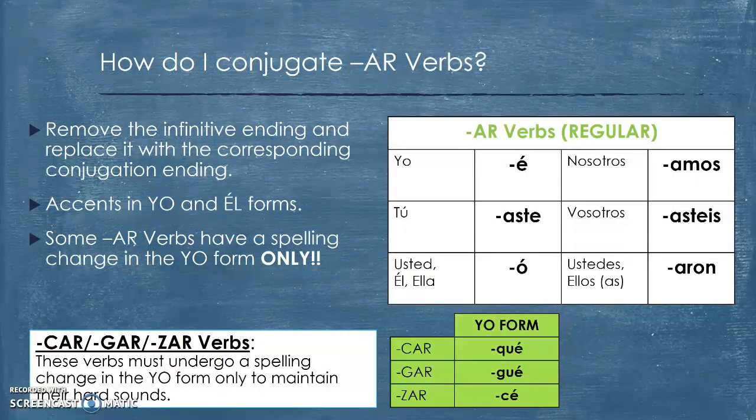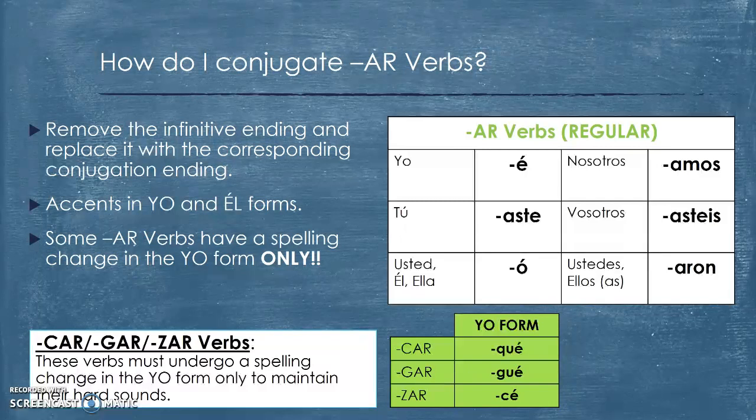So for standard AR verbs, the majority are regular. All we have to do, like with all conjugations, is to remove the AR ending and replace it with the corresponding conjugation ending. Now, note on this chart that there are accents in the yo and él form. So our typical AR endings for regular verbs are é, aste, ó, amos, astes, aron.